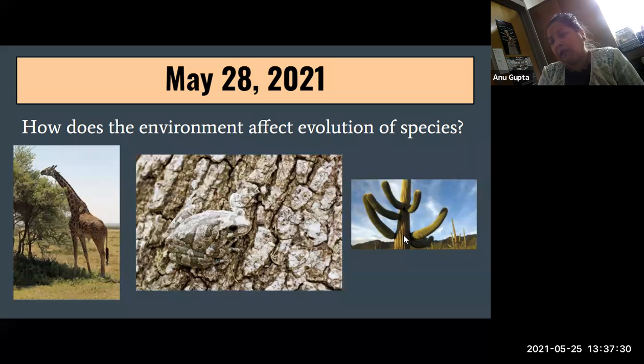Now, with this cactus, the environment has also affected the evolution because the environment has limited water. So the cactus evolved, developing thick succulent leaves and stem to retain water. So the environment does affect the evolution of the species, and you can see that example in the giraffe, in the frog, and in the cactus.